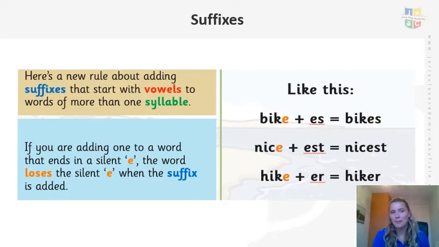So here's a new rule about adding suffixes that start with vowels to words of more than one syllable. So if you're adding one to a word that ends in a silent e, so for example, bike, nice, hike, the word loses the silent e. So if you can't hear the e, the root word will lose the e, and you will just put the suffix on the end. So bike would be biker, nice would be nicest, hike would be hiker. So we can see that because the e is on the end and because it is a silent e, we can take off the e and put the suffix on.